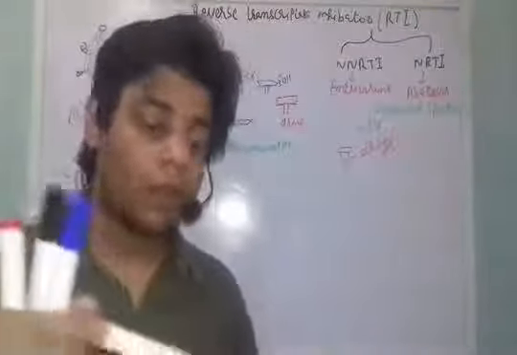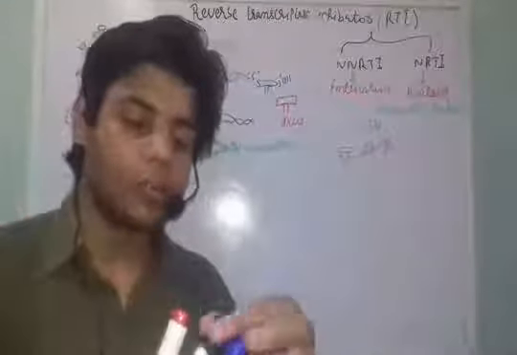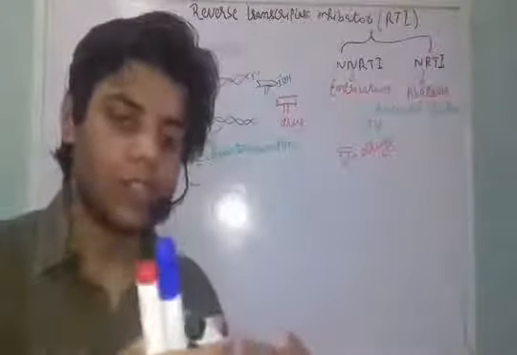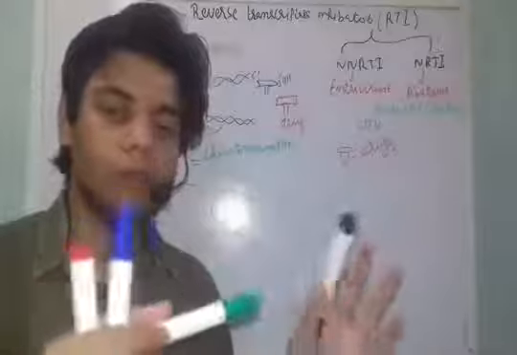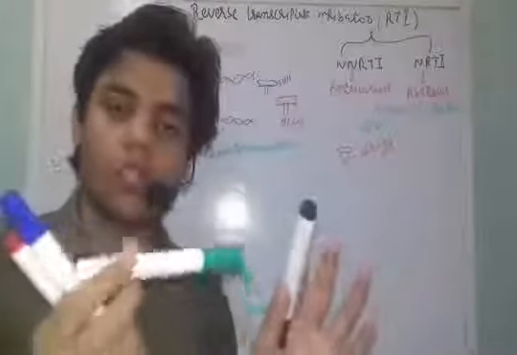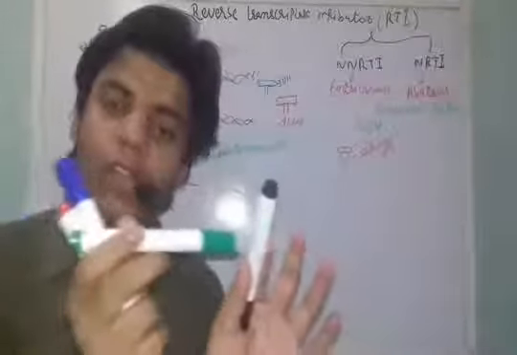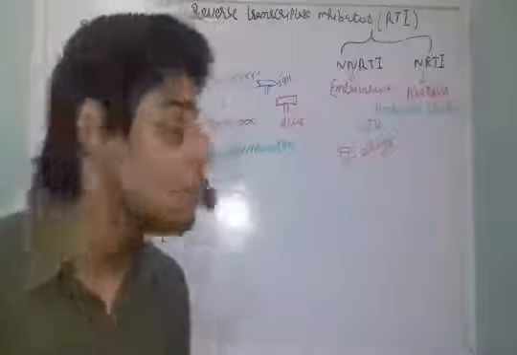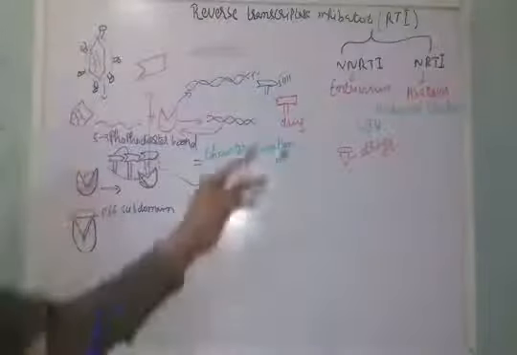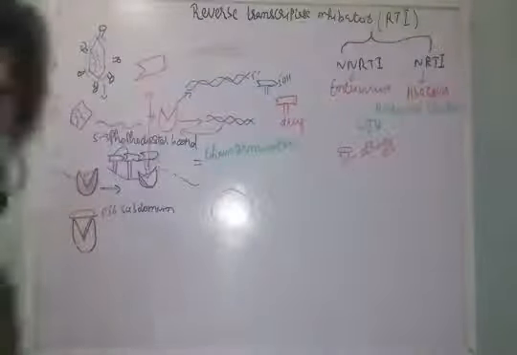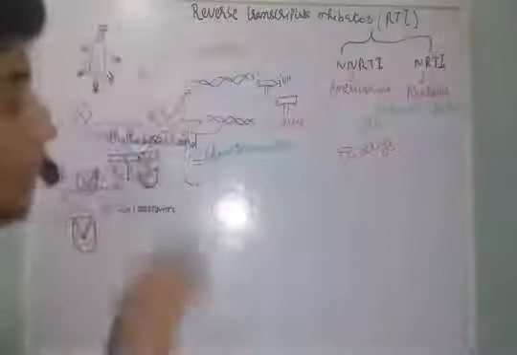Fine. Let's suppose this black one represents the drugs, fitted here. So they will not bind to this messenger RNA or DNA. They are not bound. Fine. So this is the mechanism of action of this non-nucleoside reverse transcriptase inhibitor.